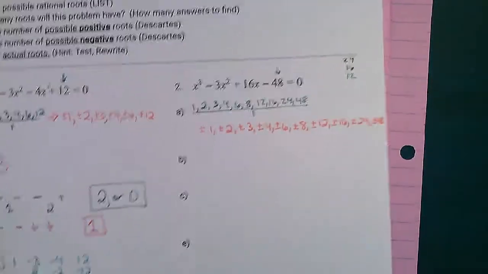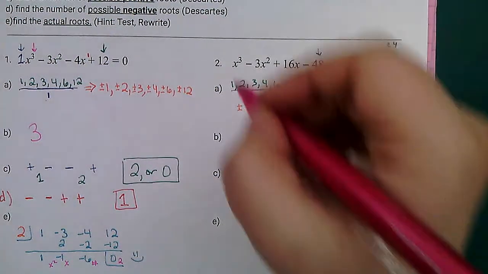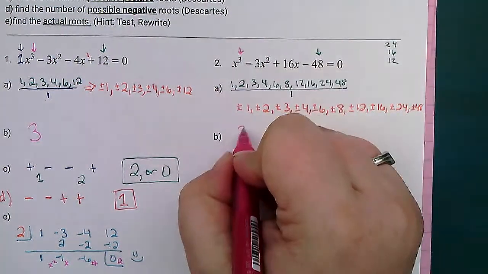Almost couldn't fit them all in there. Okay. B next says how many zeros are there to find? Remember, that is the same as our degree. So 3.